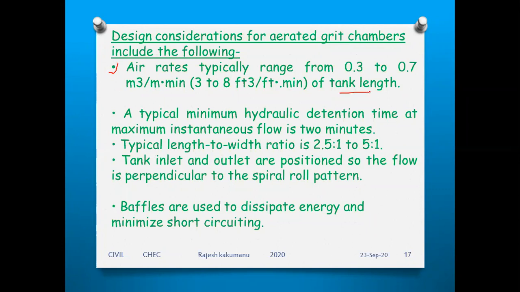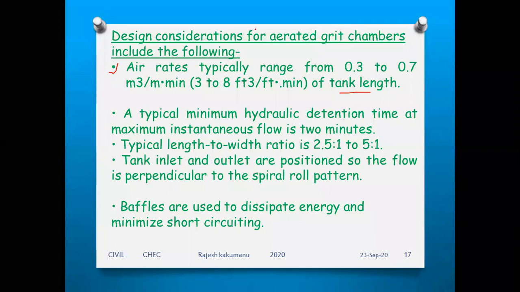సో డిజైన్ స్పెసిఫికేషన్స్ చూసినప్పుడు ఫస్ట్ థింగ్ డిపెండ్స్ అపాన్ ద లెంత్ ఆఫ్ ద ట్యాంక్, టోటల్ లెంత్ అండ్ హైట్ ఆఫ్ ద వాల్యూమ్ ఆఫ్ ద ట్యాంక్. మనకి ఎయిర్ సప్లై ఎలా ఉండాలి, ఎయిర్ డిఫ్యూజర్స్ ద్వారా ఎయిర్ సప్లై ఎలా ఉండాలి, ఇట్ షుడ్ బి రేంజ్ ఫ్రమ్ 0.3 to 0.7 meter cube per minute. ఓకే, అంటే సింప్లీ 3 to 8 feet cube.